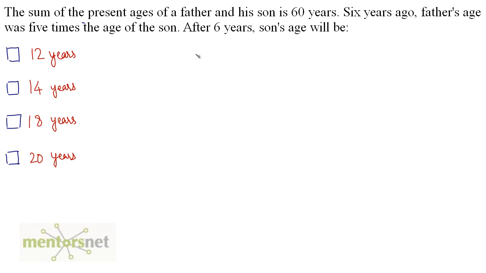So let the present ages of father and son be x and y. The sum of their ages is given, which is 60 years. So x plus y is equal to 60. Now, 6 years ago, the father's age was 5 times the age of the son. So, 6 years ago, x minus 6 is equal to 5 times the age of his son, so 5 times y minus 6.